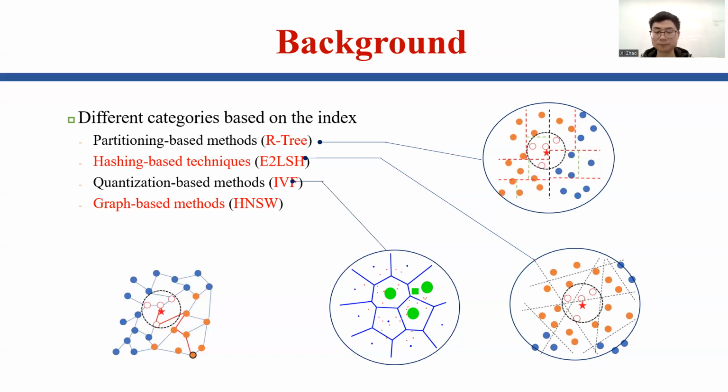The last one is graph-based methods, such as HNSW. These methods answer the ANN search via the proximity graph, which captures the nearest neighbor relationships among the dataset. Compared to the above methods, hashing-based methods and graph-based methods are two promising directions to solve high-dimensional ANN search.